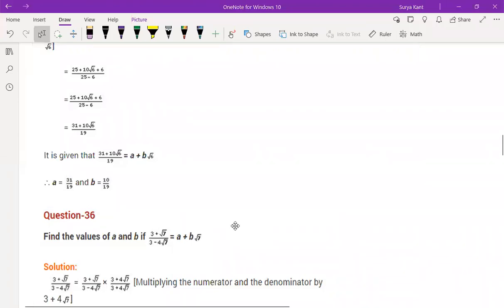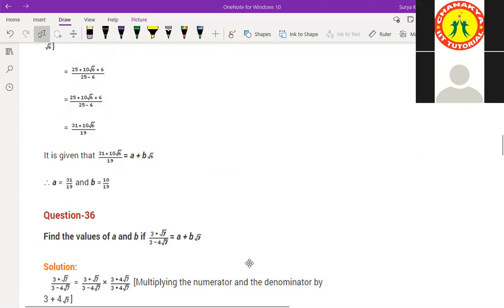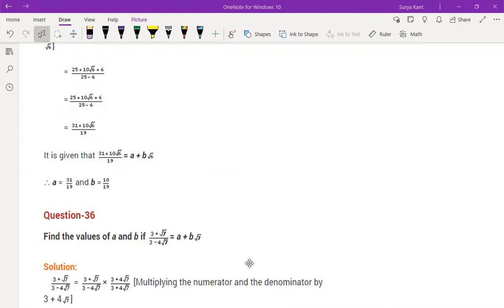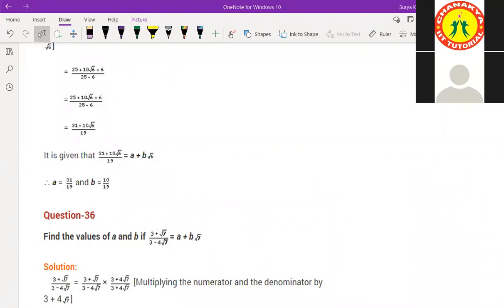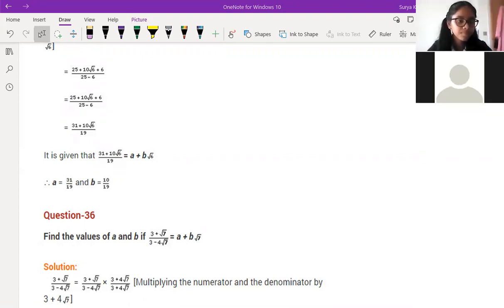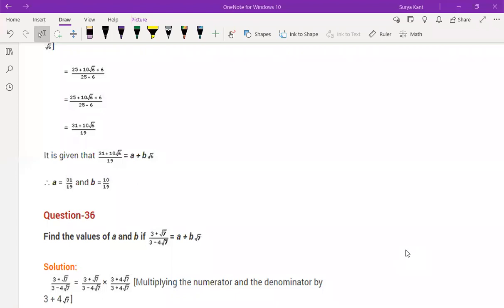3 plus root 7 divided by 3 minus 4 root 7. What is the answer? Anyone got the answer for this? 36th one?